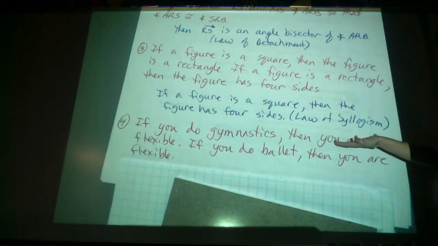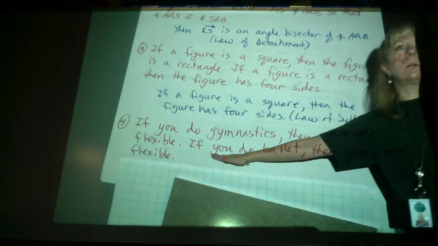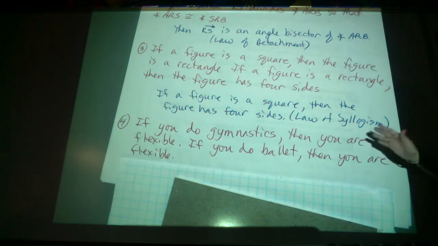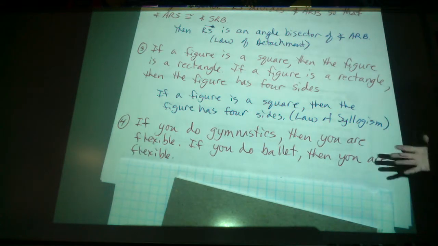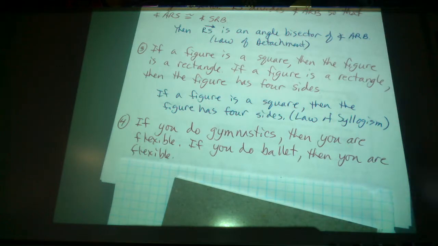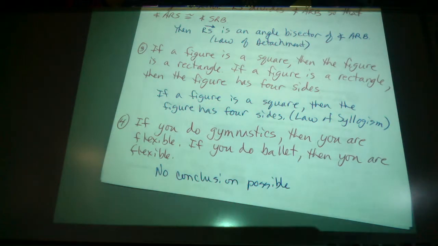What you conclude here, "then you are flexible," is what you should start with here. "Then you are flexible." Is that what they started with? No. So don't try to say if you do gymnastics, then you do ballet. They haven't even used the law of syllogism correctly here. How could we change statement 2 for them to have used the law of syllogism correctly? Right? If you are flexible, then you do ballet. Correct. So if they had used the converse of this statement here, then we could have said if you do gymnastics, then you do ballet. That would be okay. But because they did not use the law of syllogism correctly, no conclusion is possible.